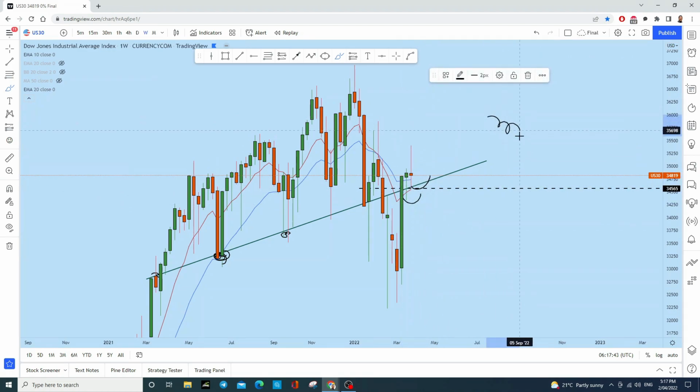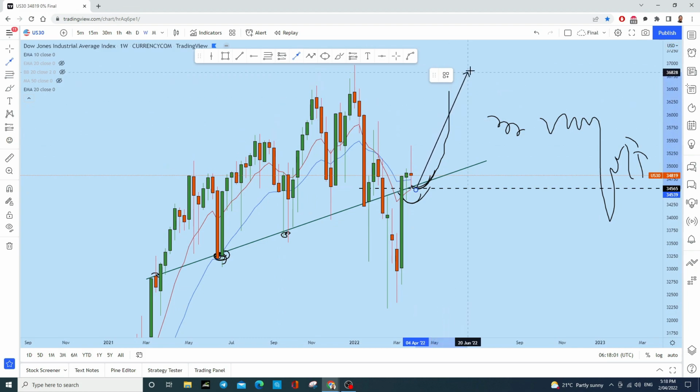When you see a consolidation and then a breakout and then a retest, and in this retest you see a lower high in case of resistance and a higher low in case of support, it's a sign of strong bullish momentum, and we might see US 30 pushing to the upside.